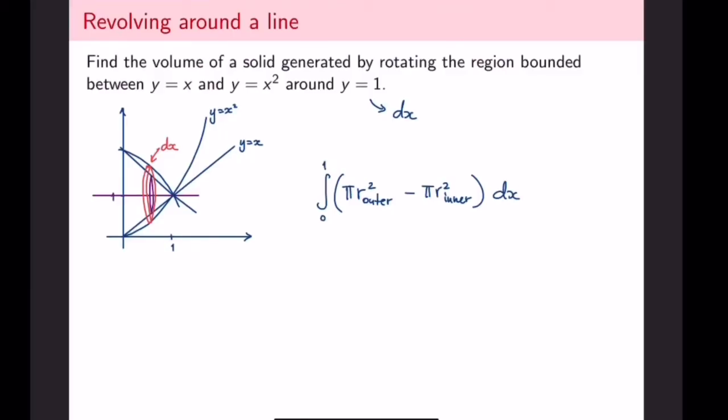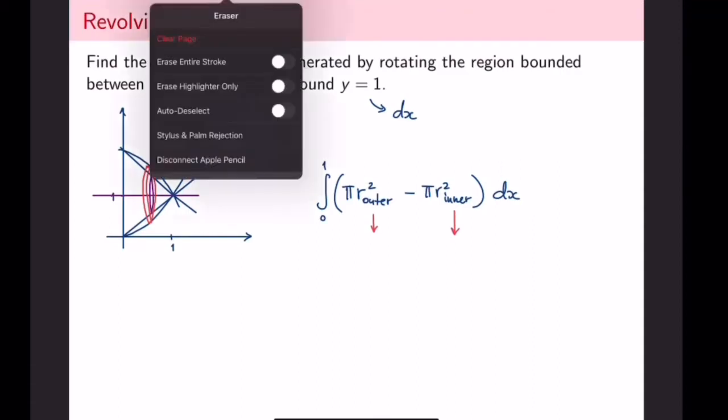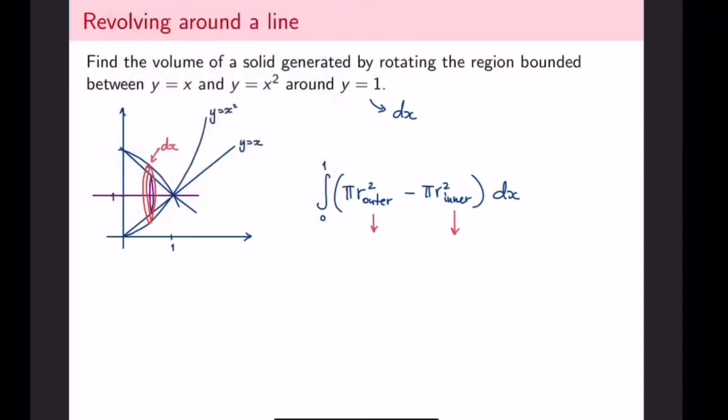Okay, so let's think of what is our outer radius and what is our inner radius for these disks. So for my outer disk, it's my red guy right here. The radius is no longer just x or y. The radius for this outer disk is this guy right here, right? And so this is something that requires a little bit of careful analysis.